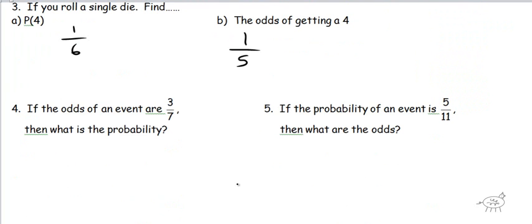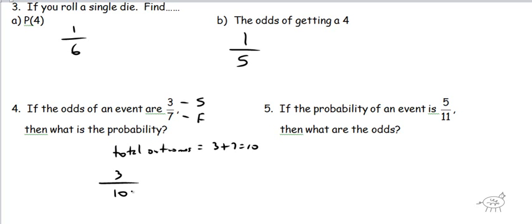So now what I can do is I can give you stuff about odds and you have to give me probability, or I can give you things about probability and you have to give me odds. So this first question, number 4, says if the odds of an event are 3 sevenths, what you want to do is label things. If those are odds, that means that's success and that's failure. So my total outcomes is 3 plus 7, which is 10. So when I want to find the probability, it's just 3 successes over 10 outcomes.